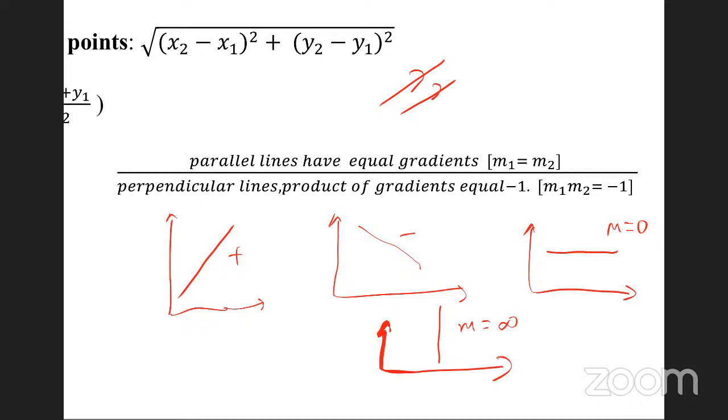Two parallel lines: if you have parallel lines, the gradients are equal. Perpendicular lines: when you multiply their gradients, you get -1. So the product of their gradients is -1.